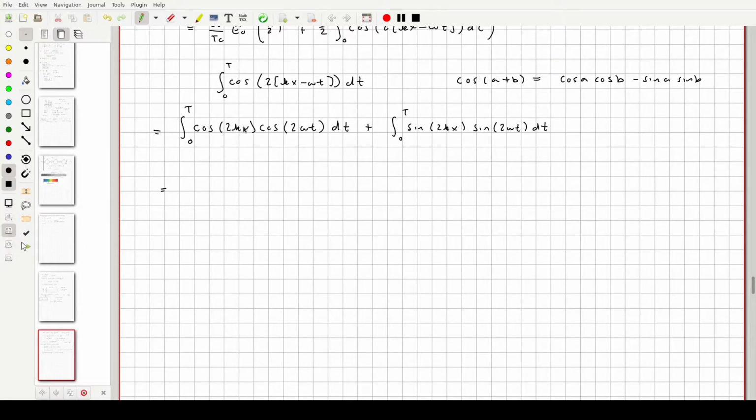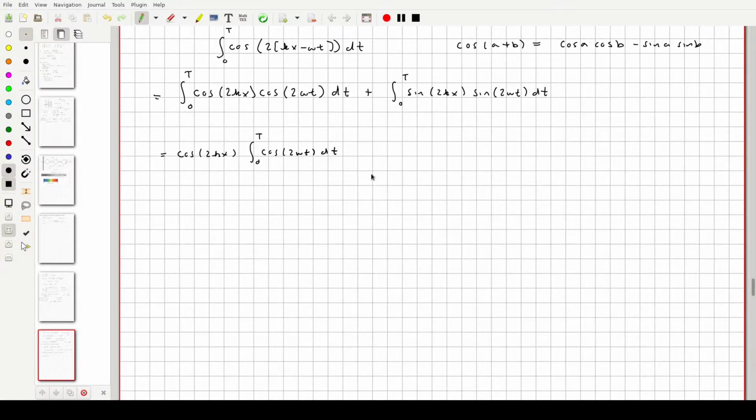Cosine 2kx isn't a function of time. I can pull that out. I have my cosine 2 omega t right here. Well, the derivative of sine is cosine, so when I integrate this, I get a sine back. I need to do a substitution here, though. u is equal to 2 omega t. So du will be equal to 2 times omega times dt, which means that this would be the same thing as cosine of 2kx over 2 omega.